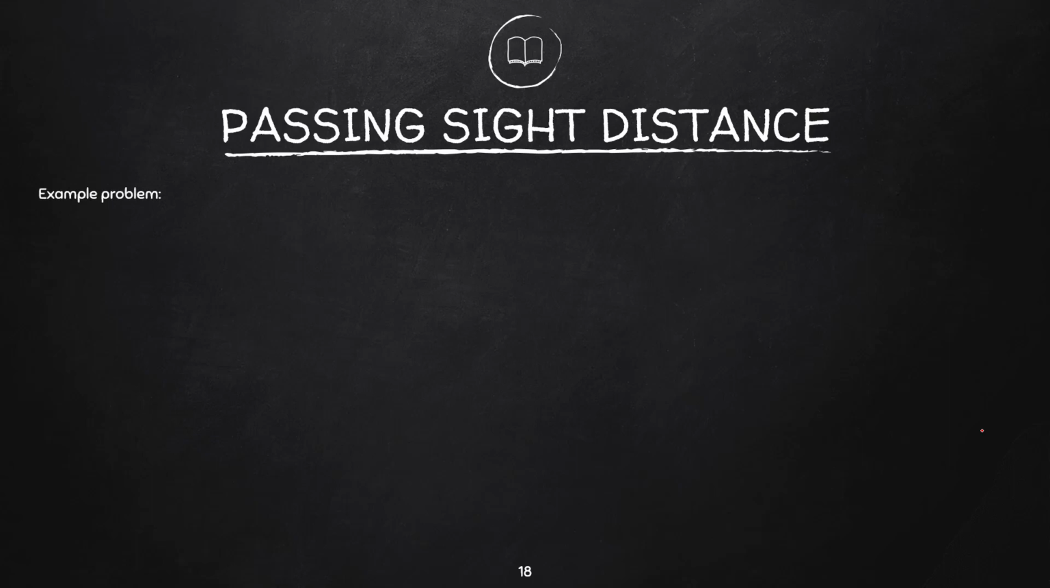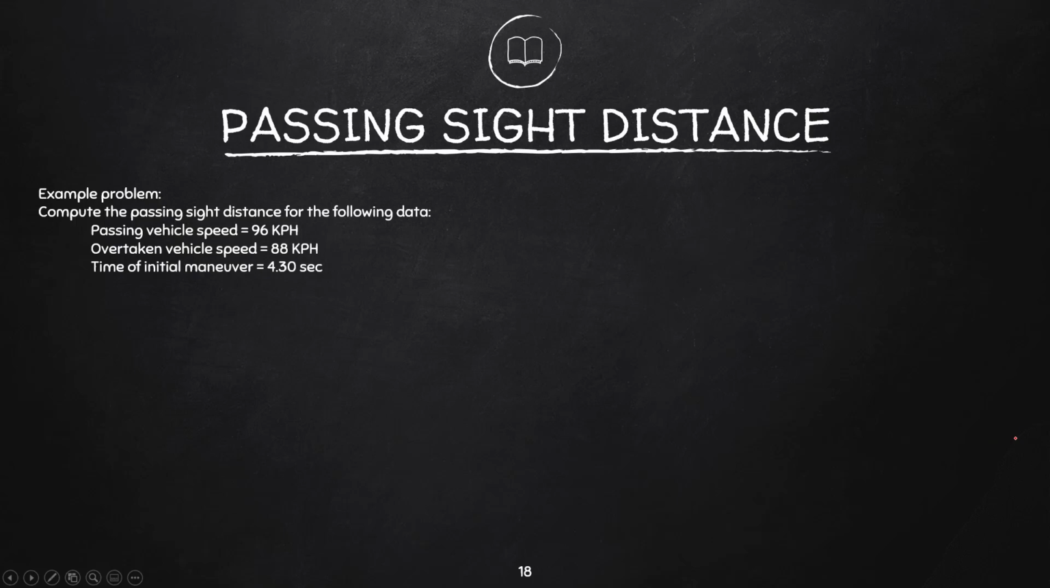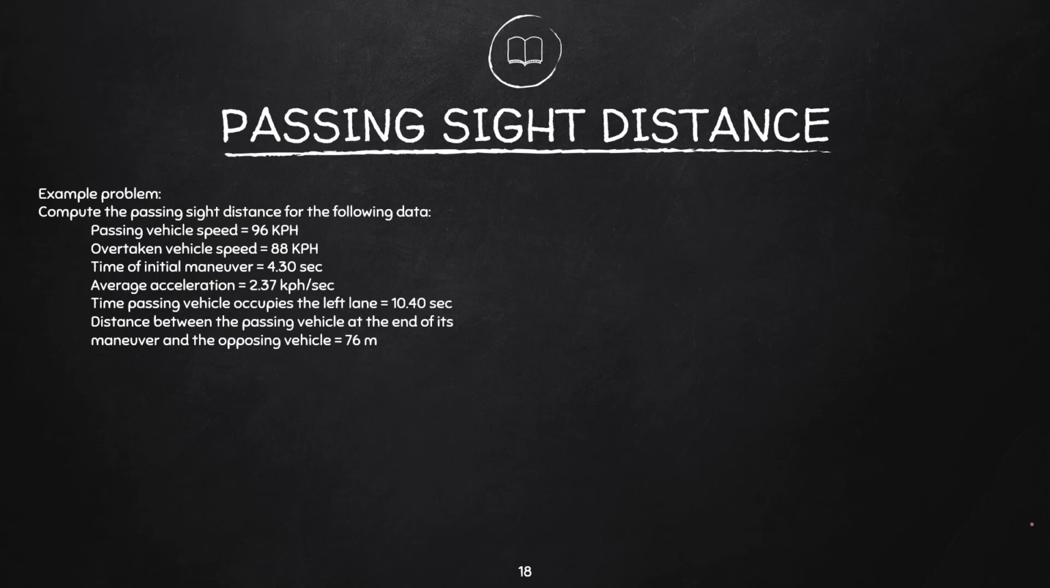So for the example problem here, we need to compute the passing sight distance for the following data. Passing vehicle speed is 96 kph. Overtaken vehicle speed, or the past vehicle speed, is 88 kph. Time of initial maneuver, or T sub 1, is 4.3 seconds. Average acceleration is 2.37 kph per second. Time the passing vehicle occupies the left lane is 10.4 seconds. And the distance between the passing vehicle at the end of its maneuver and the opposing vehicle is 76 meters.